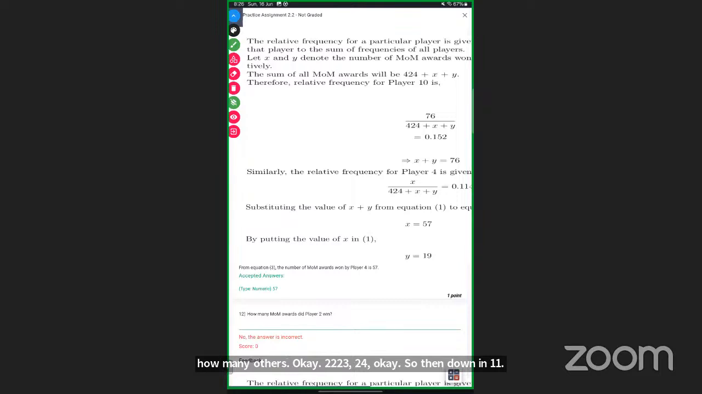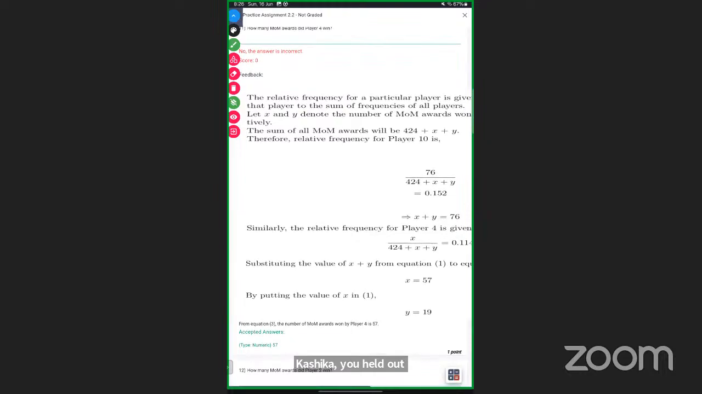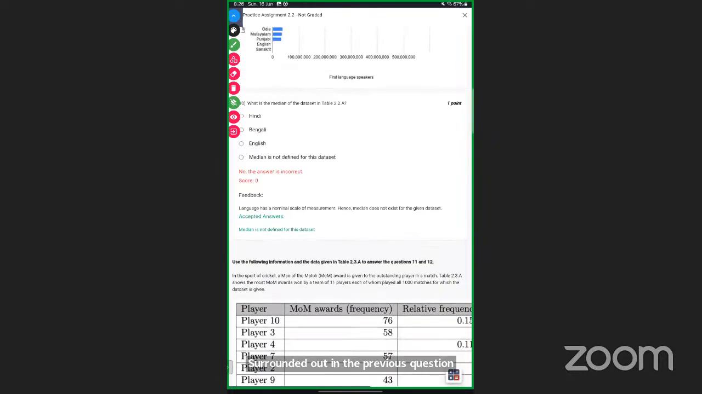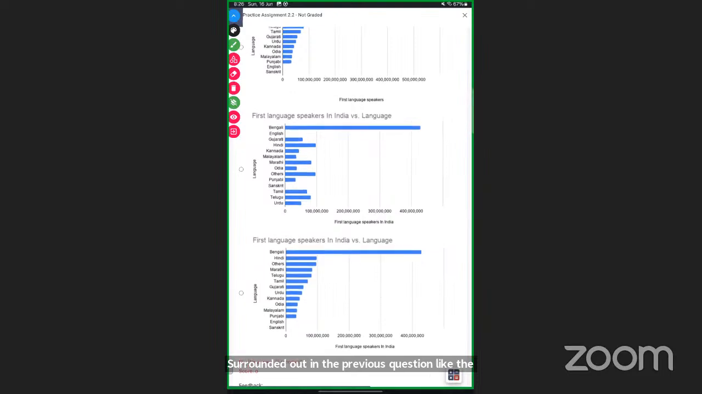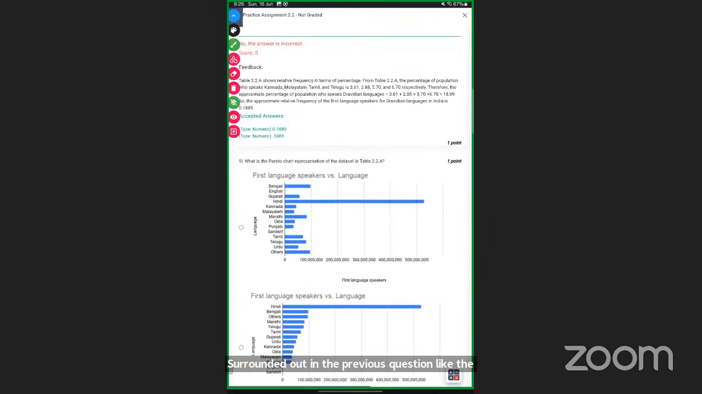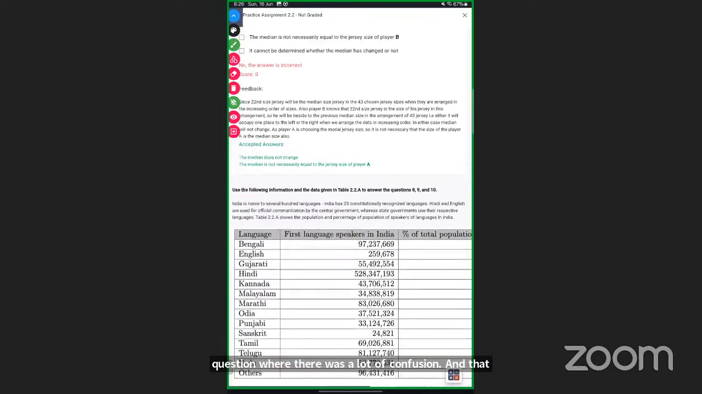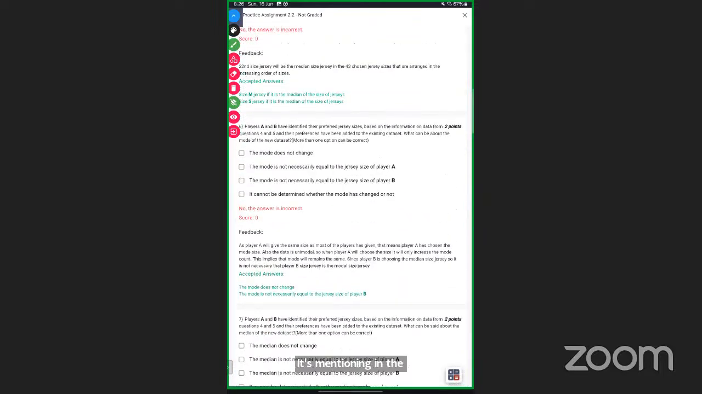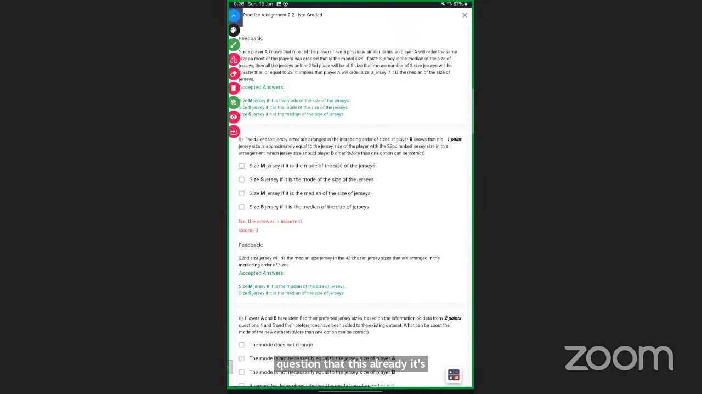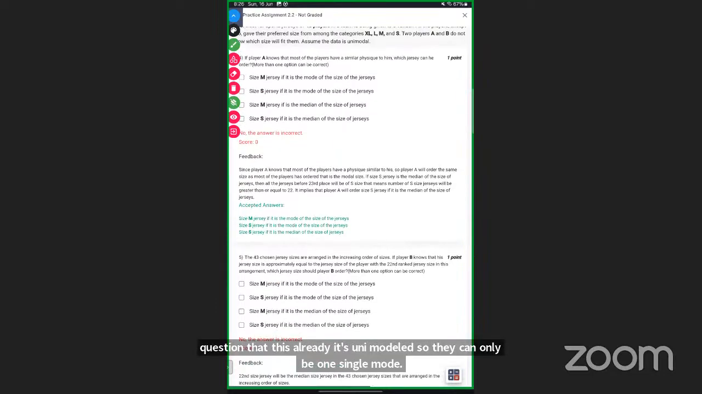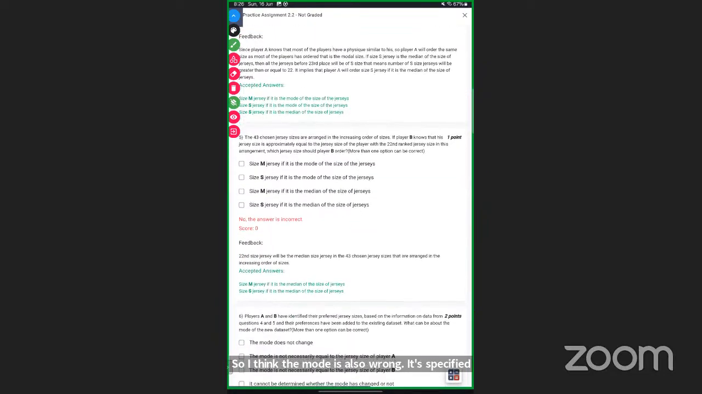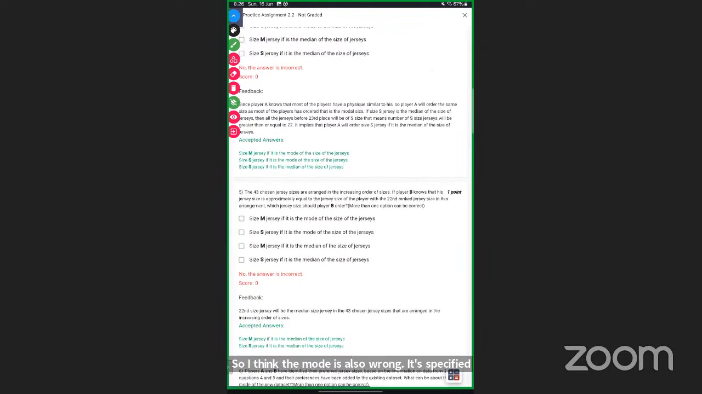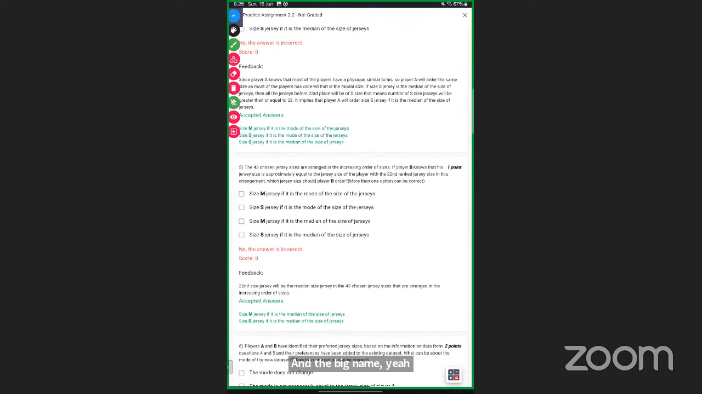Kashika, you have a doubt? Sir, I had a doubt in the previous question where there was a lot of confusion. I also felt the mode was wrong because the question specifies that the data has only one single mode, so it cannot be both of them. Yeah, it's mentioned in the question that it's unimodal, so there can only be one mode. It specifies previously, assume the data is unimodal.